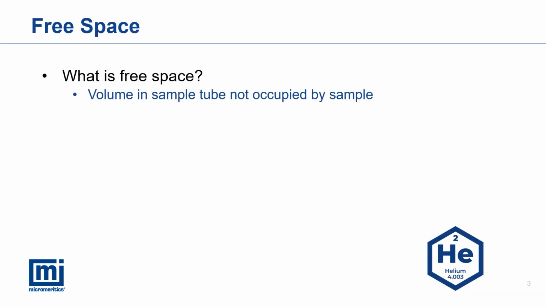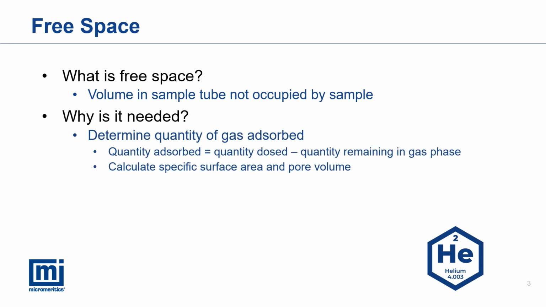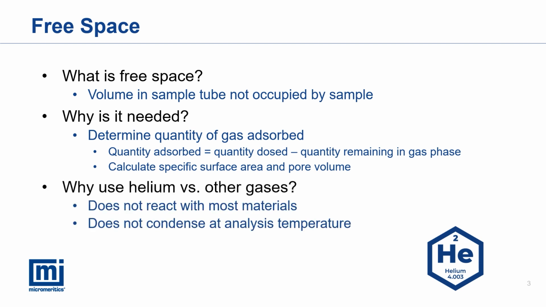Free space, also called void volume, is the volume in the sample tube that is not occupied by the sample. It is a parameter for calculating adsorption quantities, which is needed to calculate specific surface area and pore volume. The amount of gas adsorbed is calculated by subtracting the remaining quantity in the gas phase, which did not adsorb on the sample, from the total dosed quantity. To accurately determine the residual gas, free space must be obtained. Helium is traditionally used since it does not interact with most materials and does not condense at the analysis temperature.